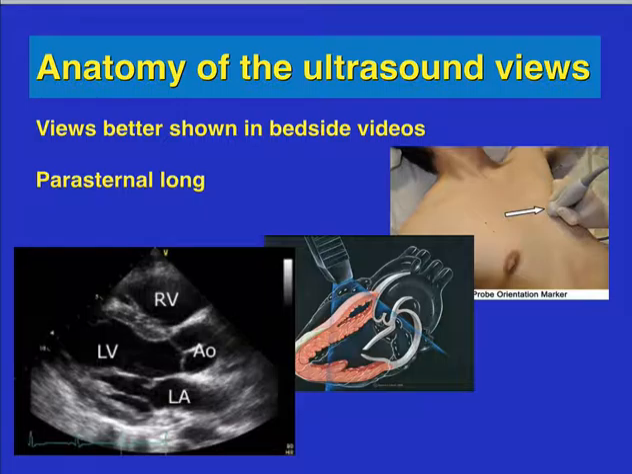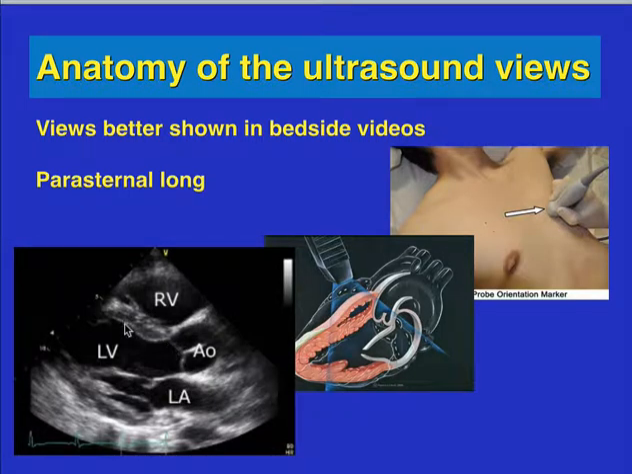And a good parasternal long view is where you can see the mitral valve and the aortic valve in the same view. In this picture here, you can actually see that the mitral valve is right here, and the aortic valve is right here. The mitral and aortic valve actually have an attachment point, and if you can get that attachment point, that's pretty much the center of the parasternal long view.